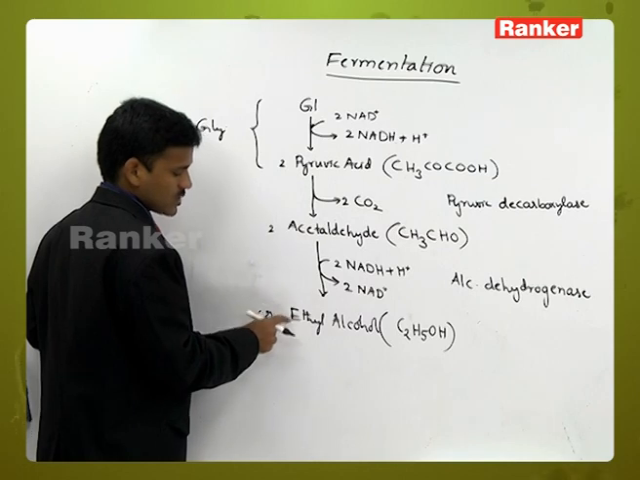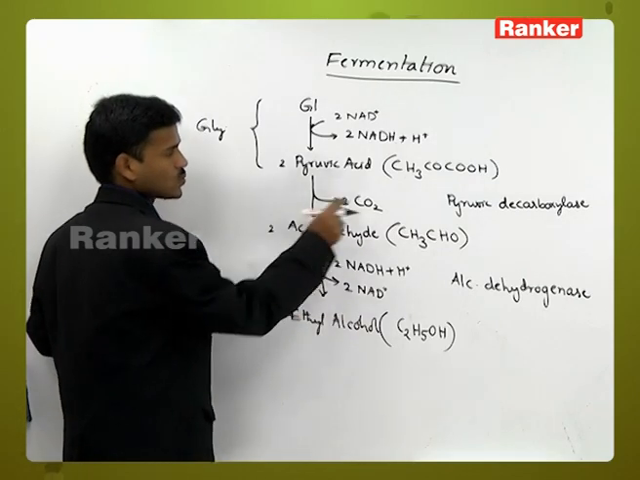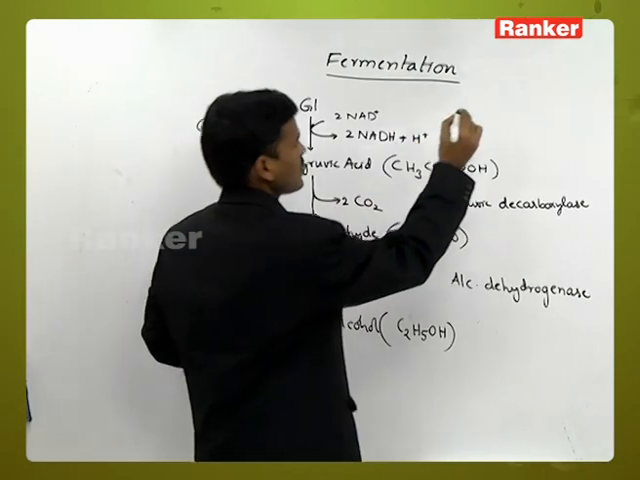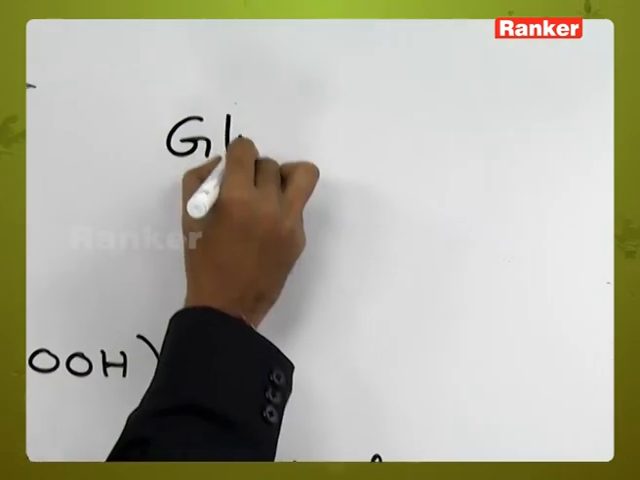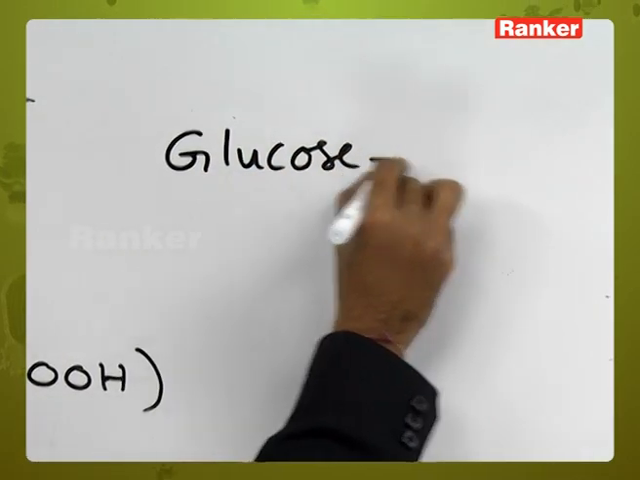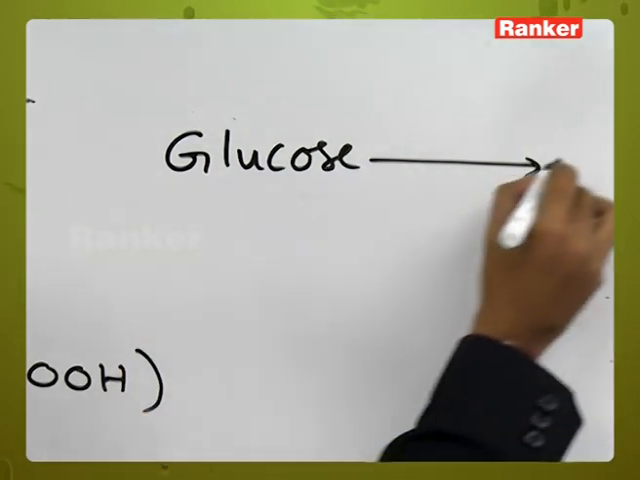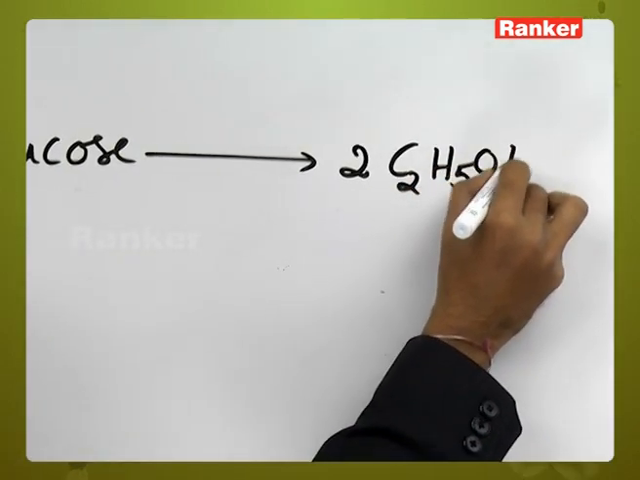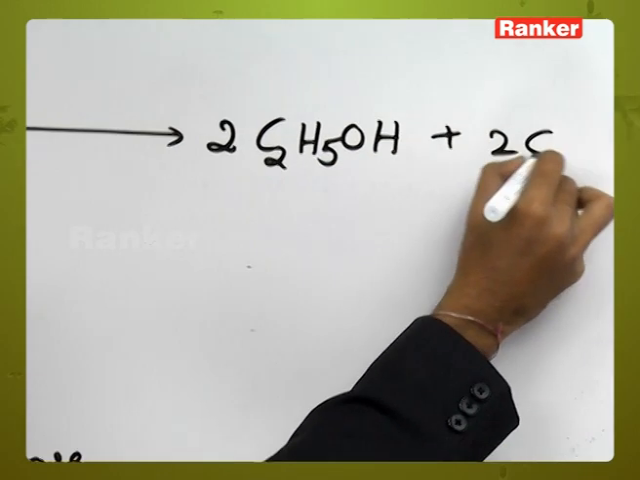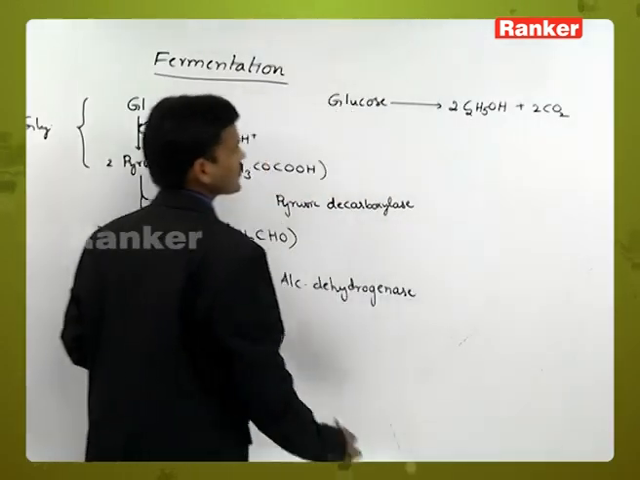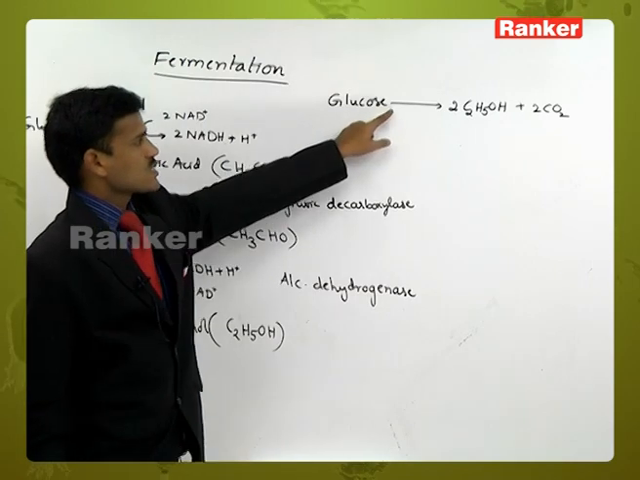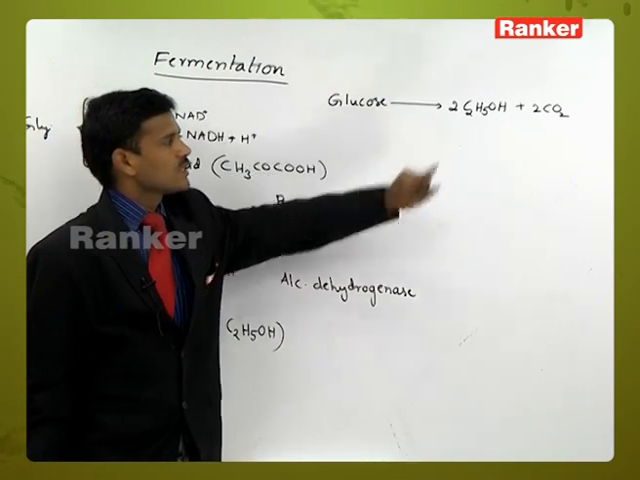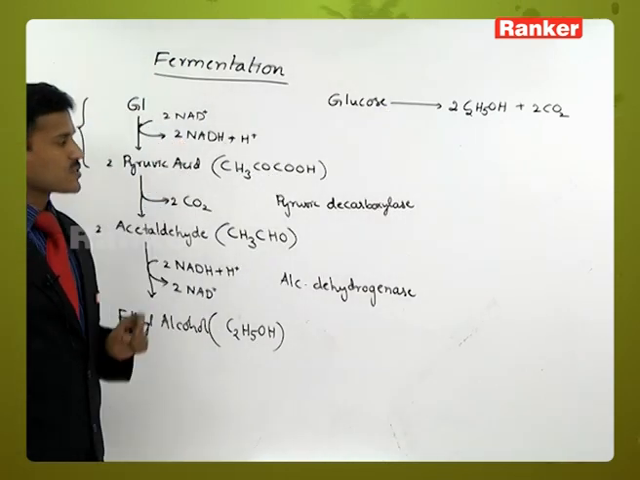Here 2 molecules of ethyl alcohol and 2 CO2s are produced. So we can write the fermentation equation like this: glucose is converting into 2 molecules of ethyl alcohol and 2 CO2s. In the absence of oxygen, no oxygen is consumed, and ethyl alcohol and carbon dioxide are produced.